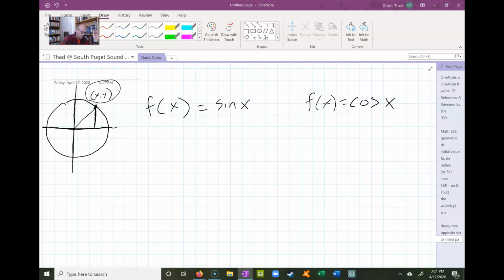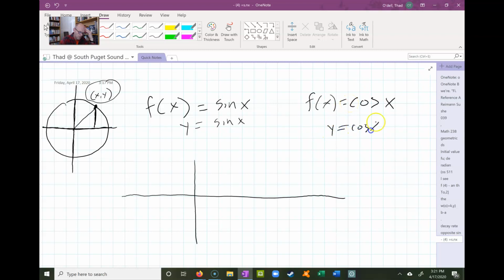Now we're on a completely different xy plane. There's no unit circle there anymore. We're going to graph the function f of x equals sine x, or you can say y equals sine x, and we're going to graph the function cosine x, or y equals cosine x. So we're going to graph these two functions. This y is not the same as the y coordinate of the unit circle. We're just plugging in values for x and getting out y values.